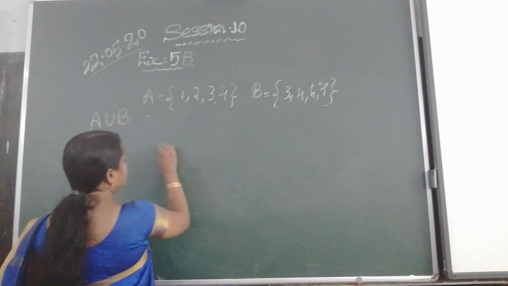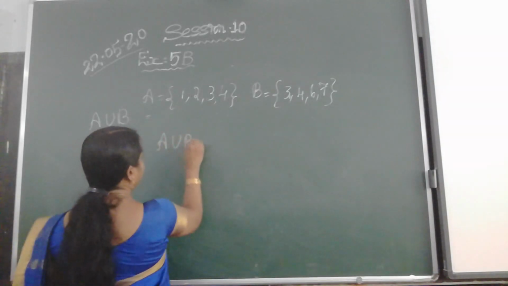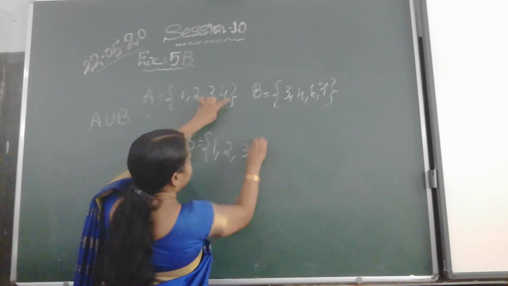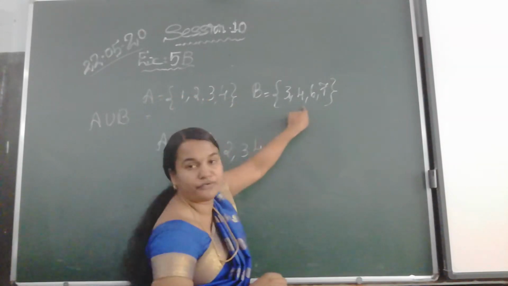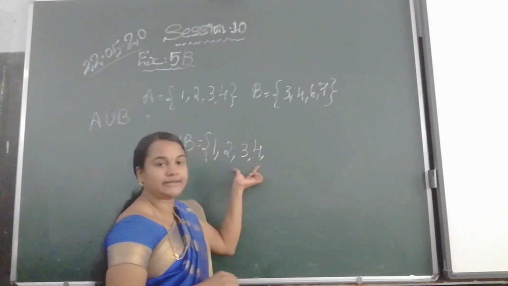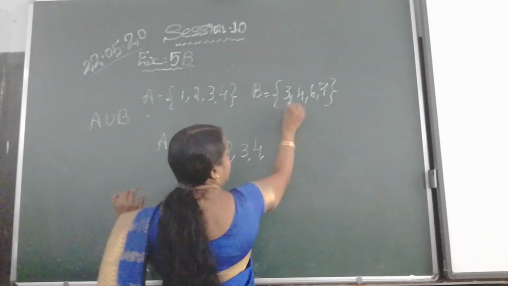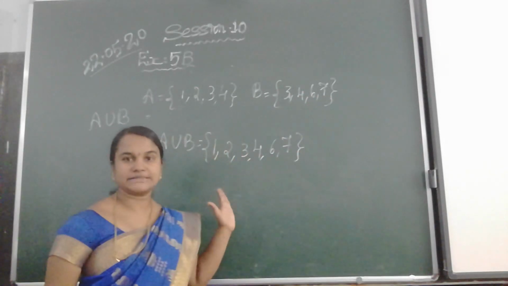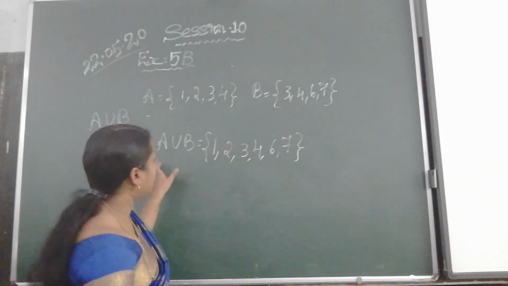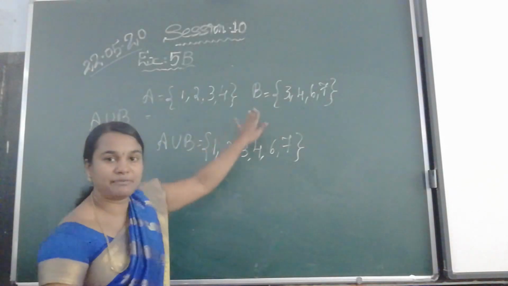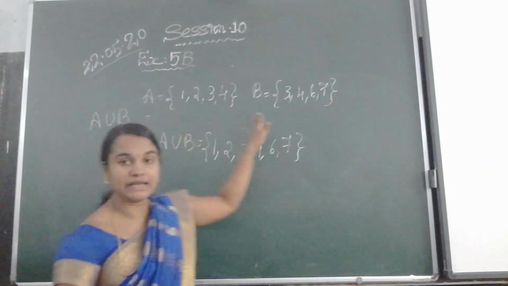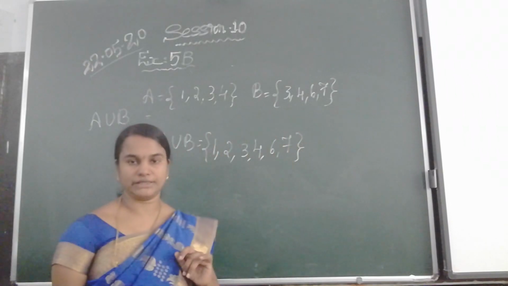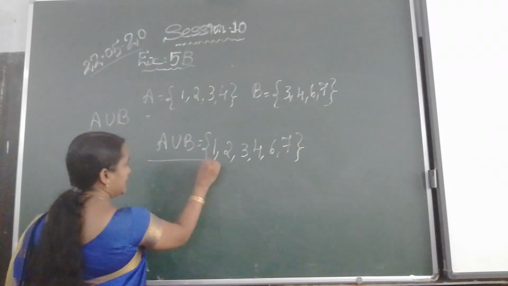Now here A union B is 1, 2, 3, 4. Here again 3, 4 we don't want to write because we have already written 3 and 4. Now next the left part, that is 5 and 6. 5 and 6 we have to write. That is A union B. It means all the elements that are there in A and B together we are writing, but the repeated elements we won't write. Clear? Now this is A union B.